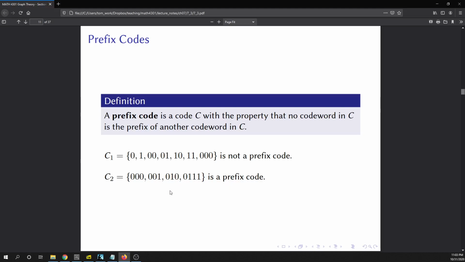And the advantage of the prefix code is that it's unambiguous when you go to decode it. If you have this table of symbols and code words, then there's only going to be one way to decode an encoded message. So it is unambiguous, and that's good.